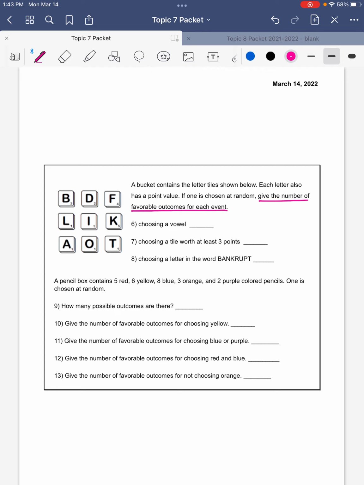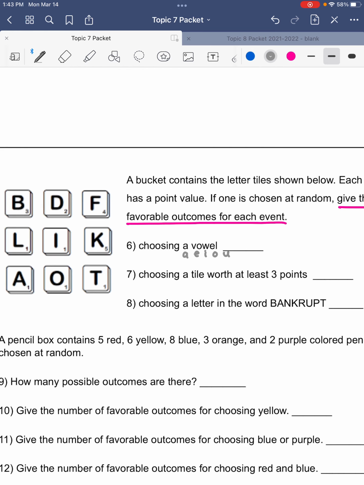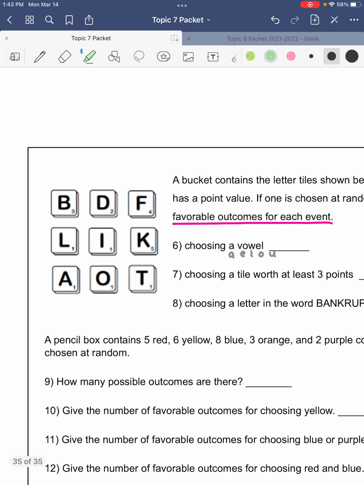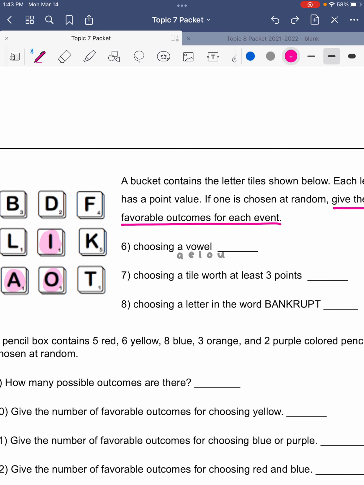So number 6, choosing a vowel. Well, vowels we need to understand are A, E, I, O, and U. We're not going to count Y, which is sometimes considered a vowel. We're not getting into sometimes, okay? So, what of those letters are here? Well, I see an A. Is there an E? No E. There's an I. There's an O. And I don't see a U. So how many vowels are there? Well, there are 3.